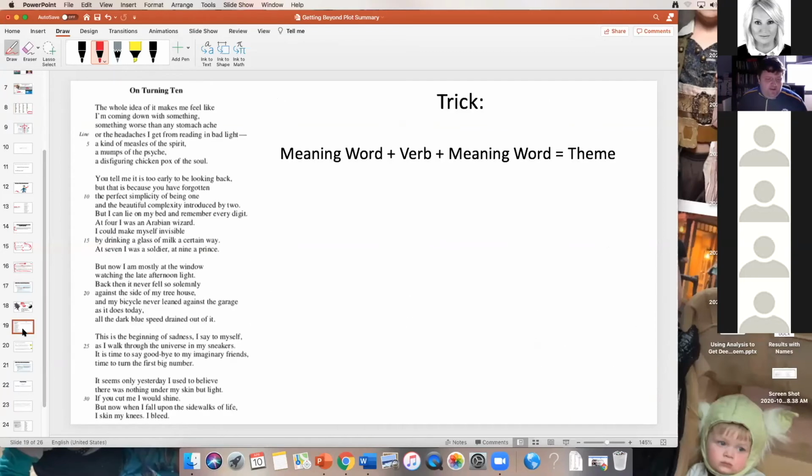But let me proceed. Here's how I read this poem. And it doesn't mean it's the right way. It just means it's how I read. And if you look over here on the left, you can see I've already prepared other slides to talk about this. I read this as a poem that's about imagination and reality. Okay. Now, imagination plus verb plus meaning word equals theme. So what does imagination do to reality in this poem?